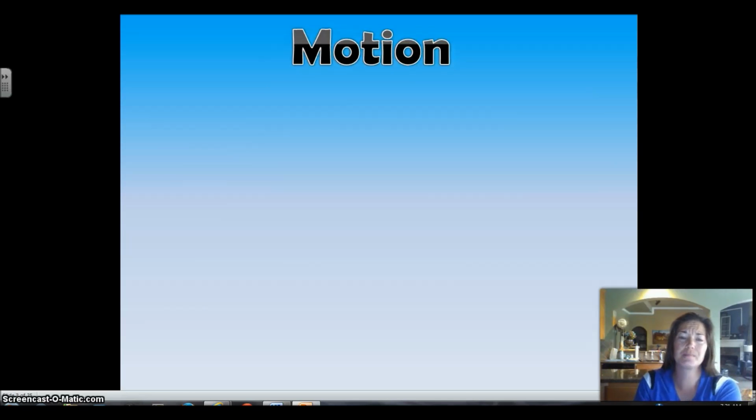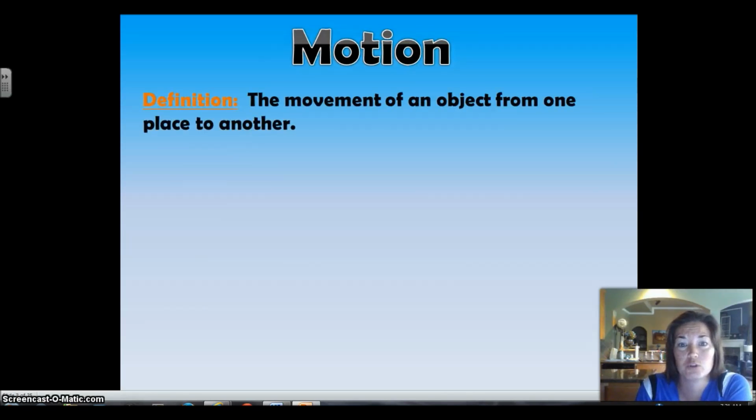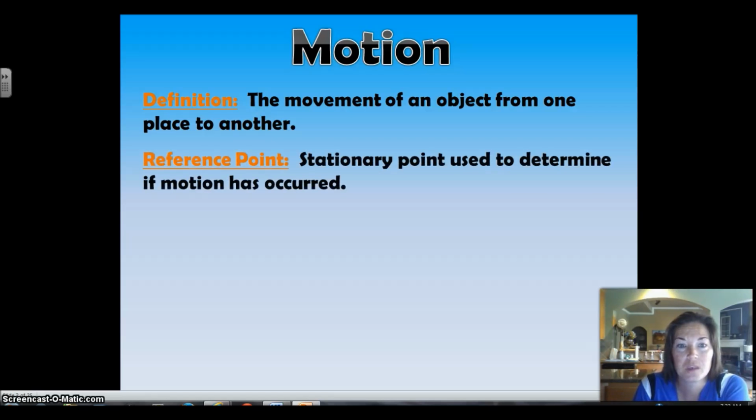So let's first start out by defining motion, which is the movement of an object from one place to another. So we start out in spot A and the object moves to spot B. The only way it could get there was through motion. When it comes to motion, you use something known as a reference point to see that motion has occurred. A reference point is a stationary point that's used to determine if motion has happened or not.